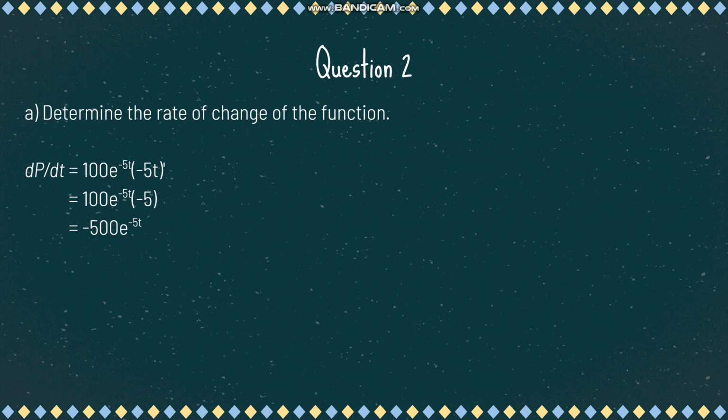So A, for determining the rate of change, we just derive it. So we use the power rule on 100 e to the power of negative 5t. We bring the negative 5t out, and we derive the negative 5t, which will be negative 5. Then negative 5 times 100 is negative 500, multiplied by e to the power of negative 5t. So that's the rate of change of the function.